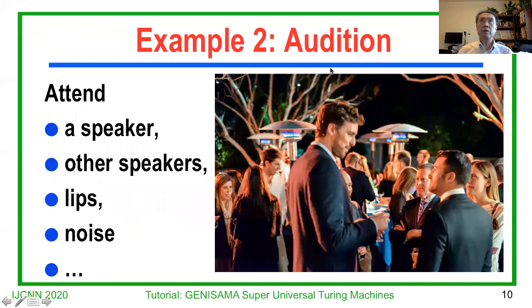Another example of a task is audition. You may attend to a speaker, you may attend to other speakers, you may look at lips and nose. So it's on the fly, you need to change. Without attention, you will not be able to get information from the key components you need to pay attention to. So audition is an example.